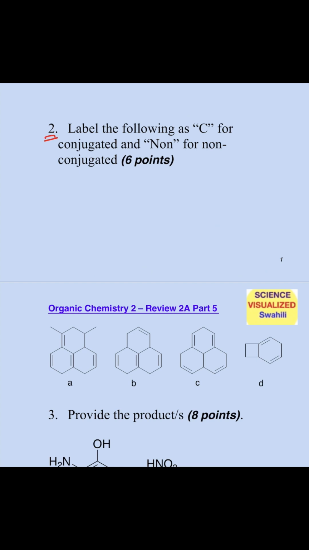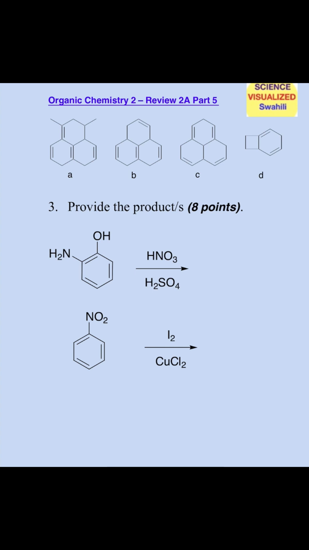Number 2, it says label the following structure as C for conjugated or non for non-conjugated system. Remember, conjugated system has alternating single and double bonds, or alternating triple bonds, like that. That's conjugated system. Or you could even alternate double and single. So like that, that would be conjugated, because see, you have alternating double bond, single bond, double bond. So in this structure, we have double bond, single bond, double bond, so that side is conjugated. On this other side also we have double bond, single bond, double bond, that's also conjugated.